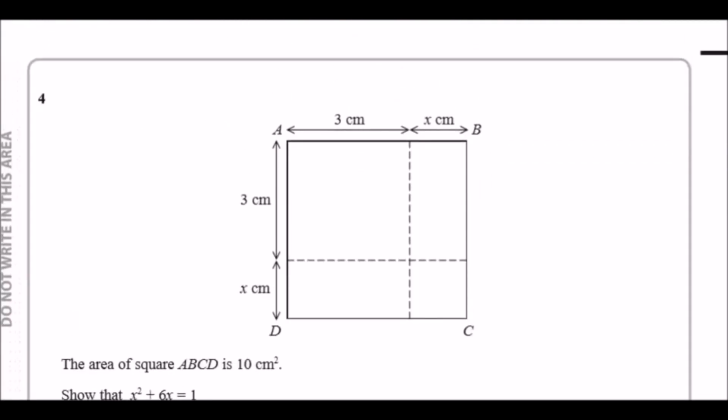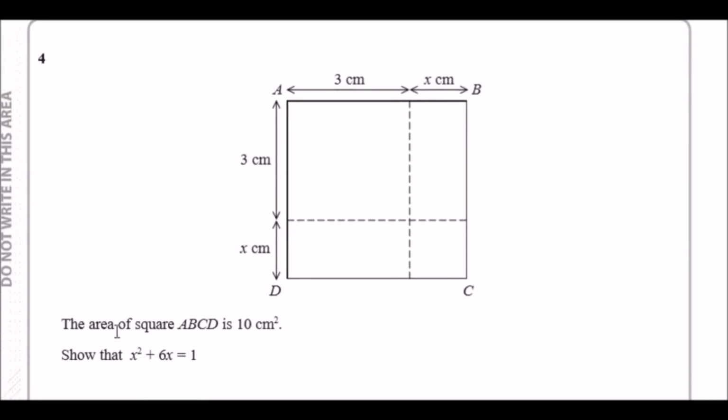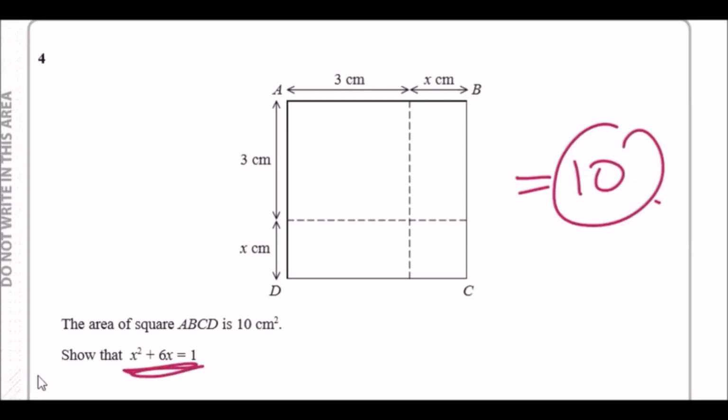Anyway, moving on. Number 4, oof, algebra, I love it. So you're given some information, and it states that the area of the shape ABCD equals 10. So the total area is 10. Keep that in mind. Show that you can make a quadratic equation. Right. So literally just find the area of each block and equate it to 10. So let's do it. And they've made it easy for us.